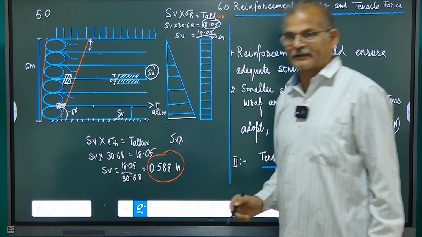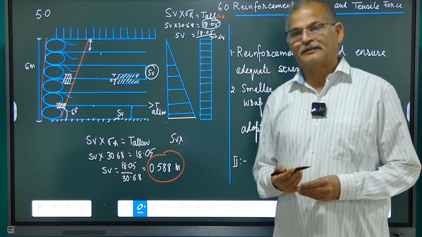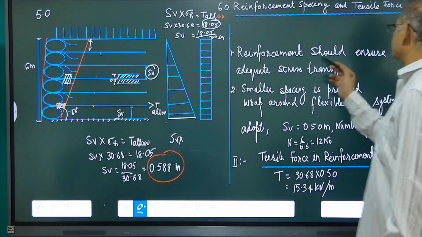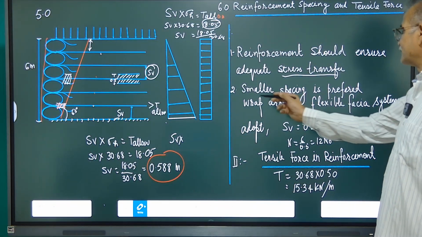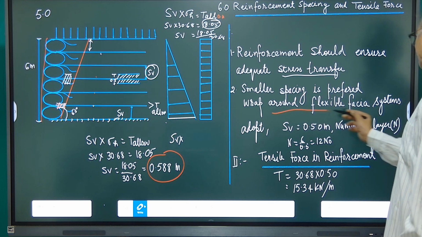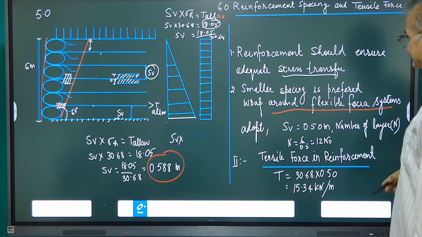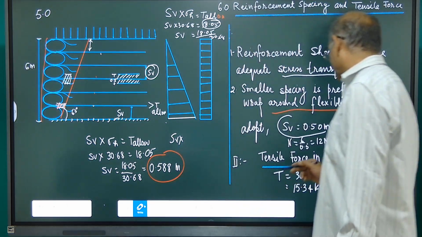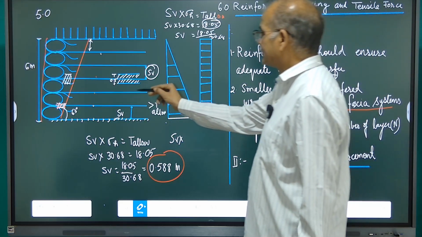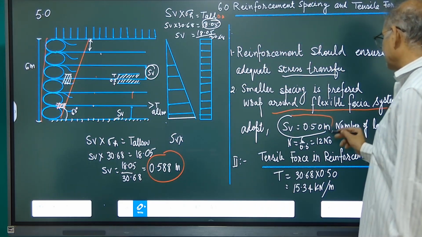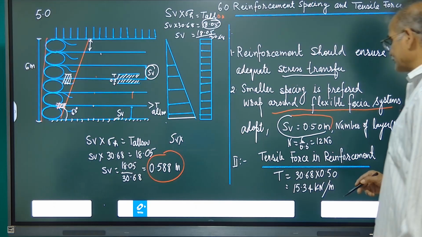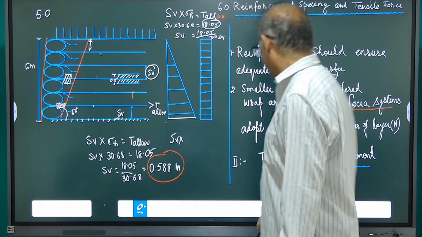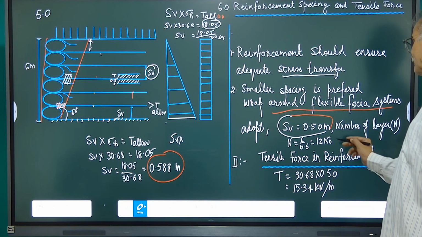Now in IS code it is given that the smaller the spacing, the more safe. So reinforcement should ensure adequate stress transfer. Smaller spacing is preferred. Wrap around flexible fascia system. Adopt SB. Since it has come 0.588, to be more safe, the vertical spacing between the layers has been considered in this problem 0.50 meter. Now it is 0.50 meters and wall height is 6 meters. So number of layers required will be 6 divided by 0.5, 12 numbers.